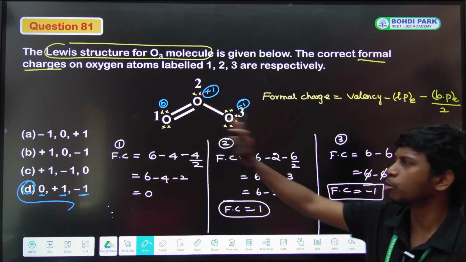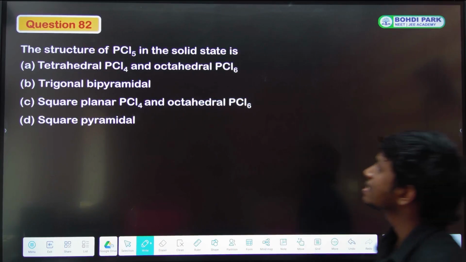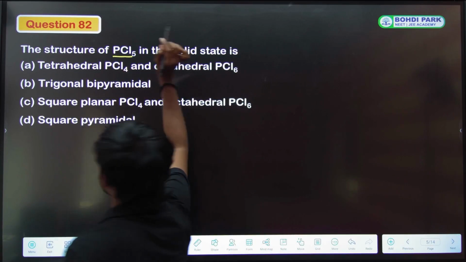Clear? Okay, we are moving to the next question. The structure of PCl5 in solid state.